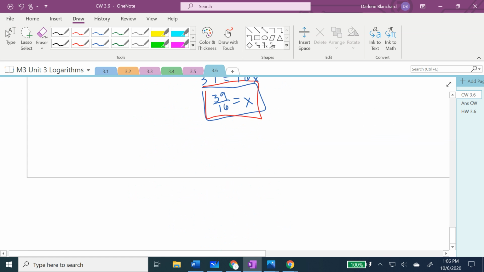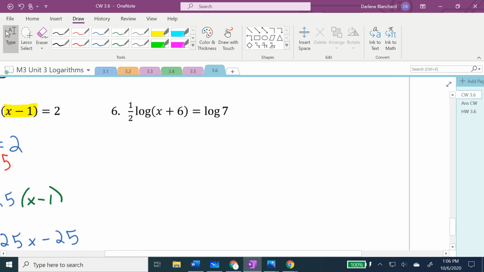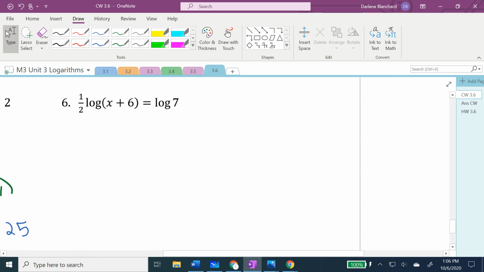One more to go, and I believe that's the end of the classwork. Woohoo! Is this a condensed logarithm, number 6? When we just sit down and look at it, is it condensed, ready to be undone? Correct. It is not condensed. So my first thing is to turn the multiplication into an exponent, the rule that we learned yesterday. So that means I have log of x plus 6 to the 1/2 power.